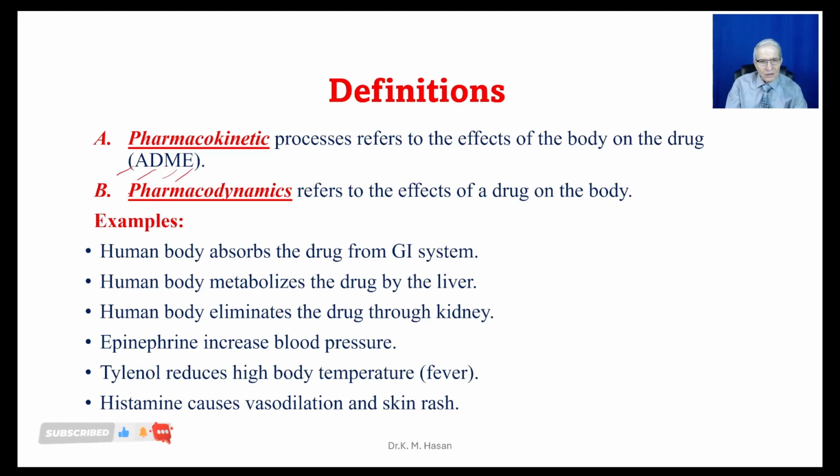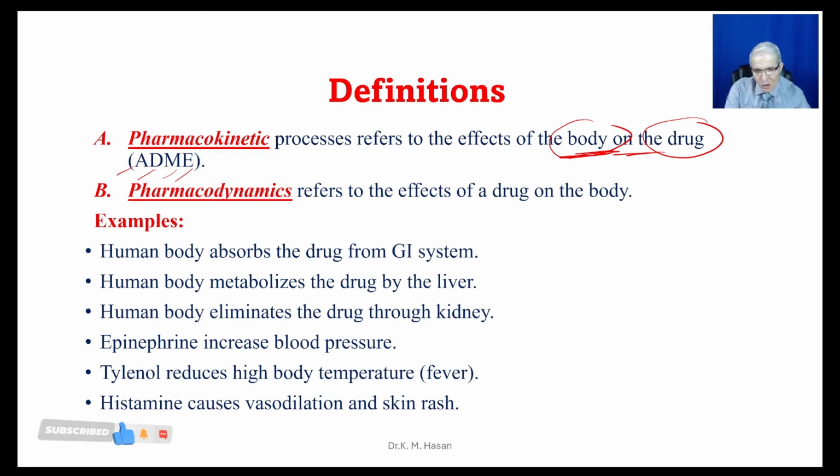So the pharmacokinetic is the field of study that focuses on the effect of the body on the drug. So what happened here? How will our body affect the drugs? For example, we can say our human body will absorb the medication, metabolize the medication, eliminate the medication. This is a simple definition for pharmacokinetic. Pharmacokinetic includes four main processes: absorption, distribution, metabolism, and elimination.